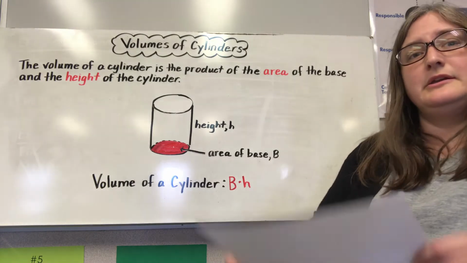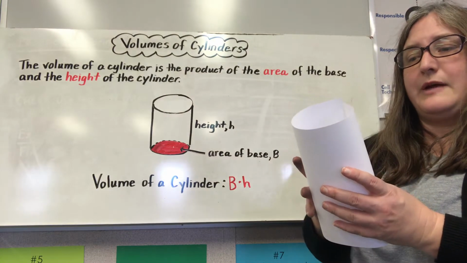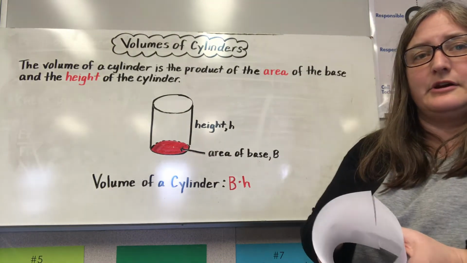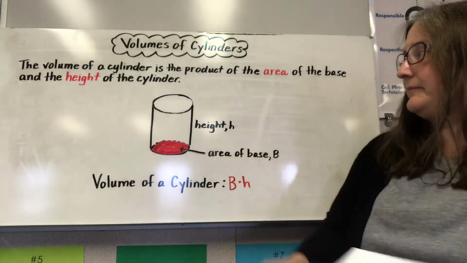If you don't believe me, you can take a piece of paper and you can curve that piece of paper until the two ends meet, and you can see how it would form the middle of a cylinder. And it is a rectangular piece when you unfold it.